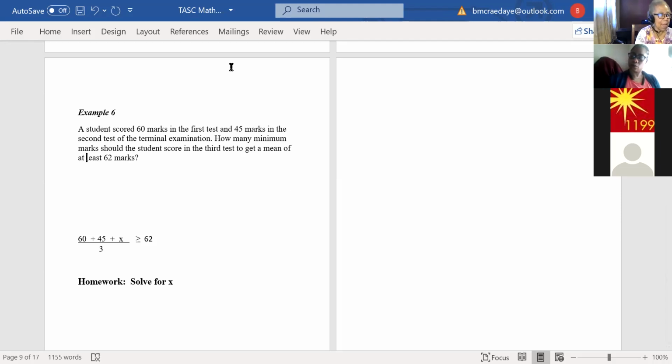Okay, so we set it up. 60 plus 45, and X is what the student should score on the third test to get this mean greater than or equal to 62. So 3 marks: 60, 45, and the unknown. And your homework was to solve for the X. Maureen, did you solve for the X?